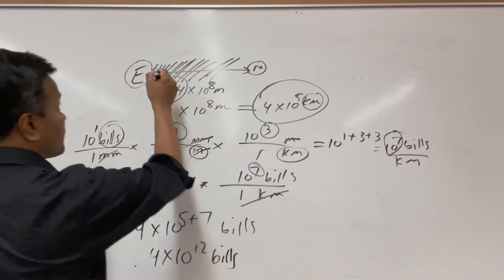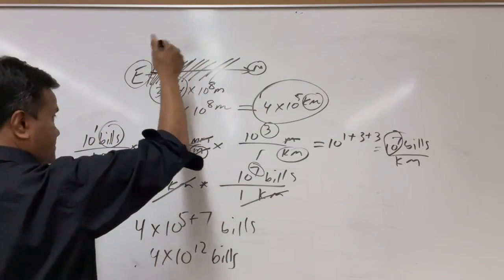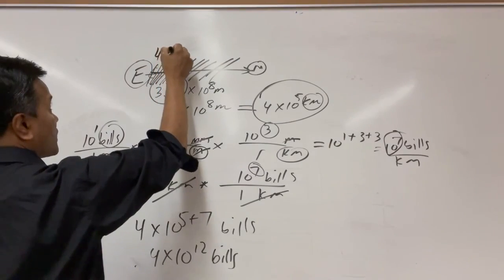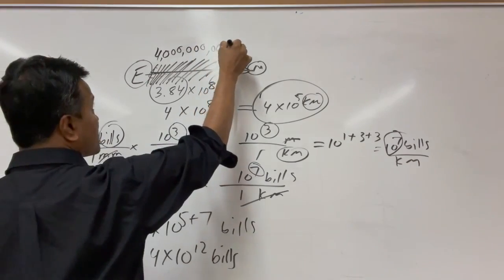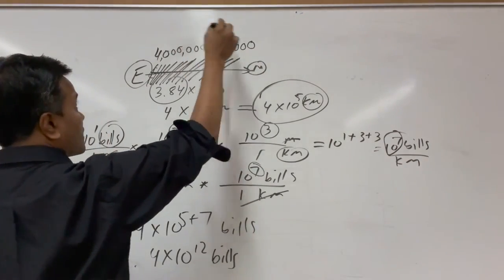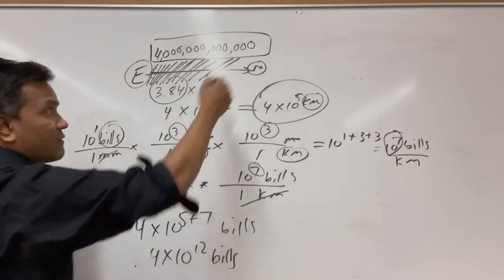If I put 4 times 10 raised to 12 bills, or 4 trillion, one on top of another, then I would be able to get to the moon.